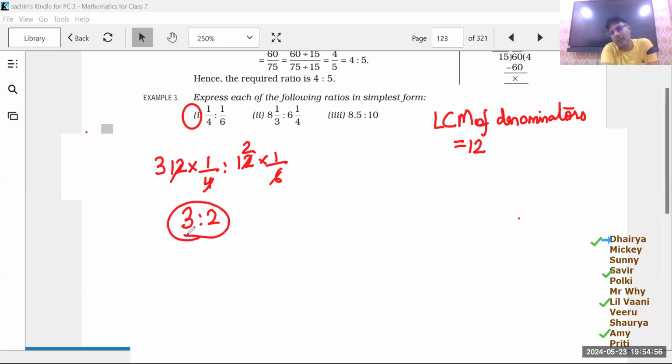Isn't it simplified? 3 into 2 beta, बस 3 into 2 ratio हो गई. Story over. All right.